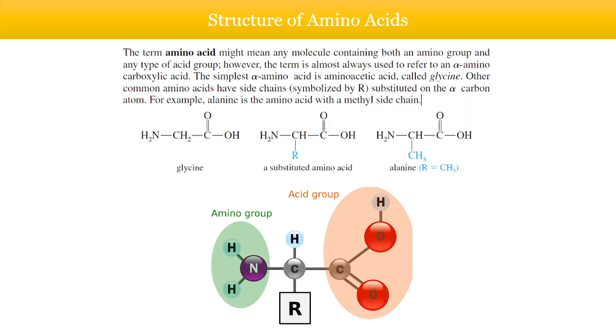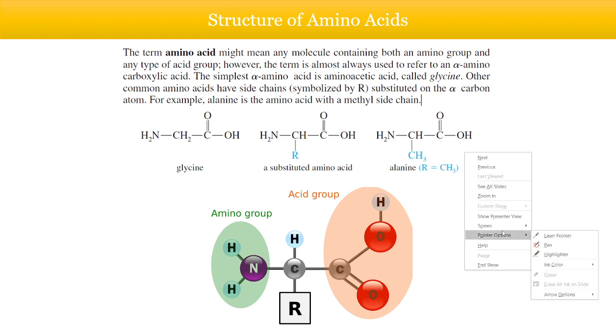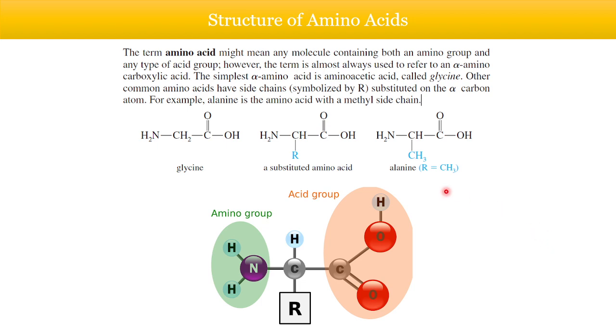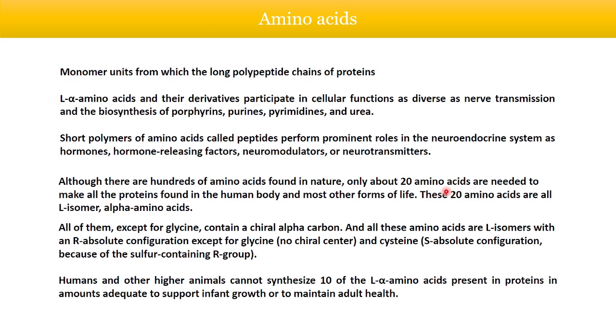The simplest amino acid known to us is glycine, and when R equals a methyl group, then it is alanine. So what are amino acids? They are the monomer units from which we can form long polypeptide chains of proteins, the building blocks of proteins. L-alpha amino acids and their derivatives participate in different cellular functions, such as nerve transmission and the biosynthesis of porphyrins, purines, urea, pyrimidines, and different nitrogenous bases.